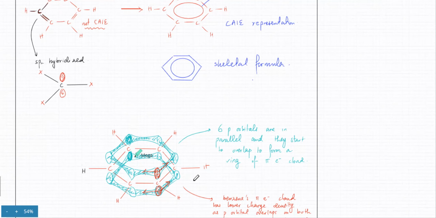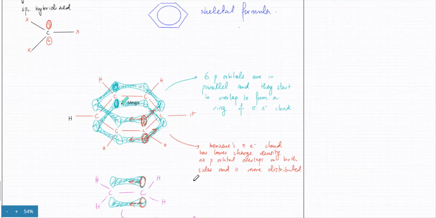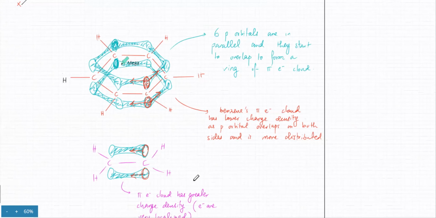And one very important thing about this that we discussed yesterday was that alkenes also have pretty much the same thing, the same arrangement. That a carbon is sp2 hybridized, and there's a p orbital that is involved in pi bonding with the other p orbital from another carbon atom. Except for the fact that there was one major difference, and that was that the pi electron cloud in benzene has a lower charge density.